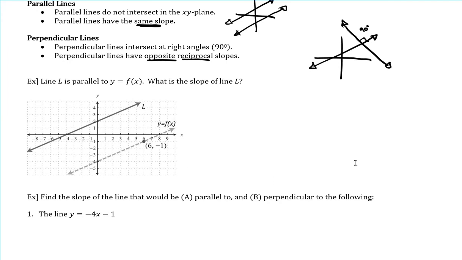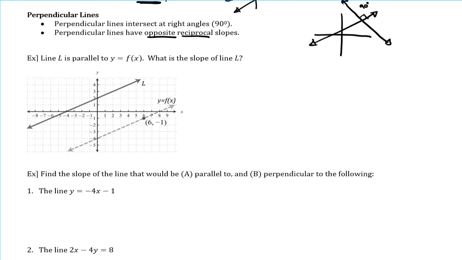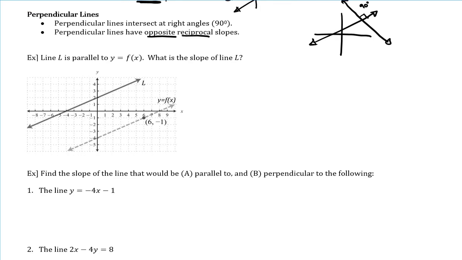So for instance, let's look at a parallel line first. They say line L is parallel to y equals f of x, and they sketch the one in the light gray. What is the slope of line L? Well, if they're parallel, that means I want to find the same exact slope. It shows some point, so these have the same slope.